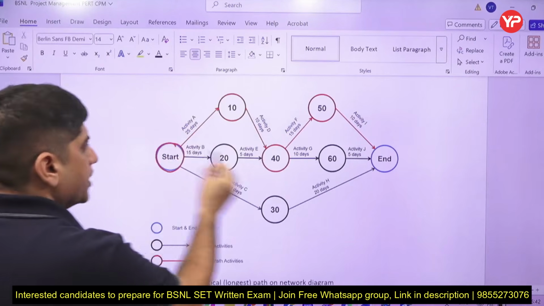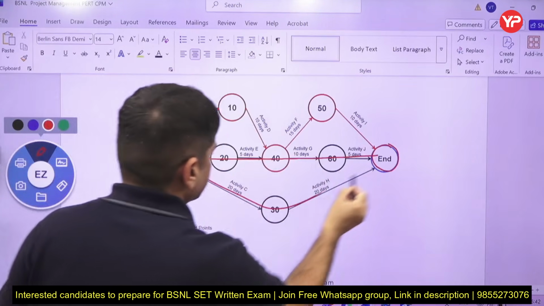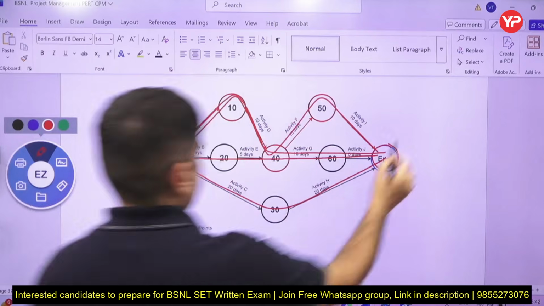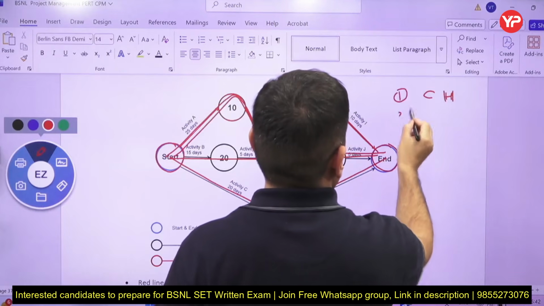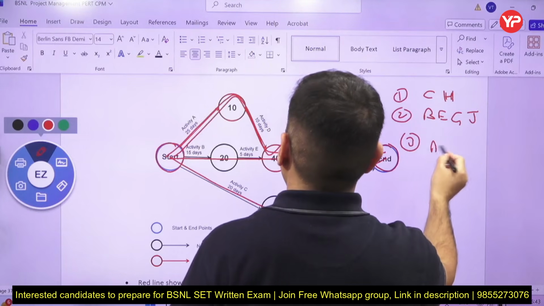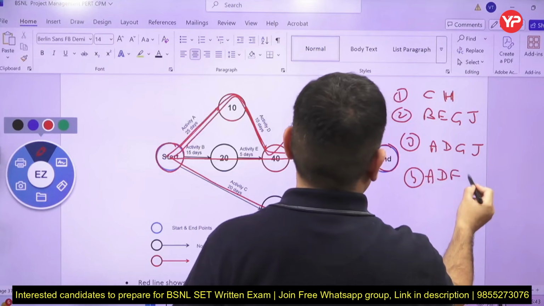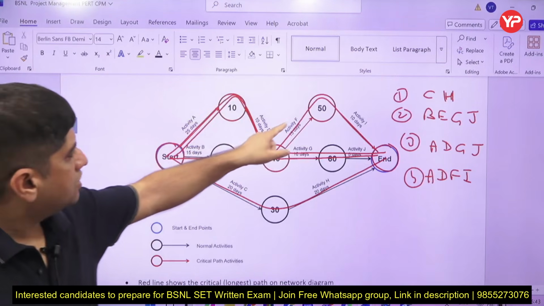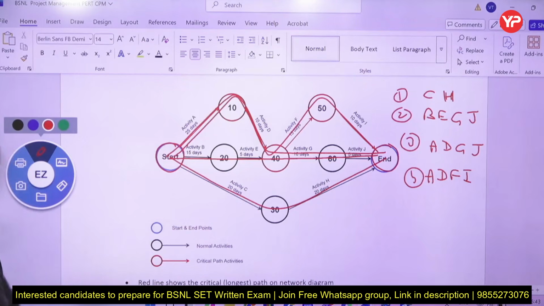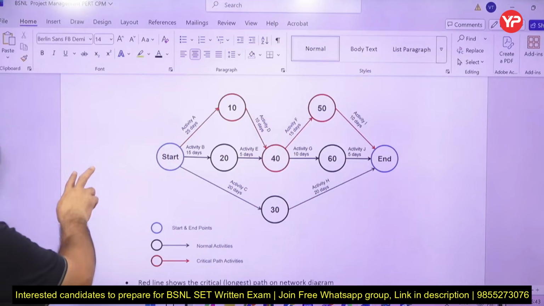For reaching from starting point to end point, I can take many paths. Either I can go like this, or I can go like this, or I can go like this, or I can go like this. So कितने path हैं आपके पास? एक C, H path, दूसरा B, E, G, J, तीसरा A, D, G, J, चौथा A, D, F, I. So these are some of the paths. Any other path, friends? So these are some of the paths which basically you can make use of going from starting point to end point.